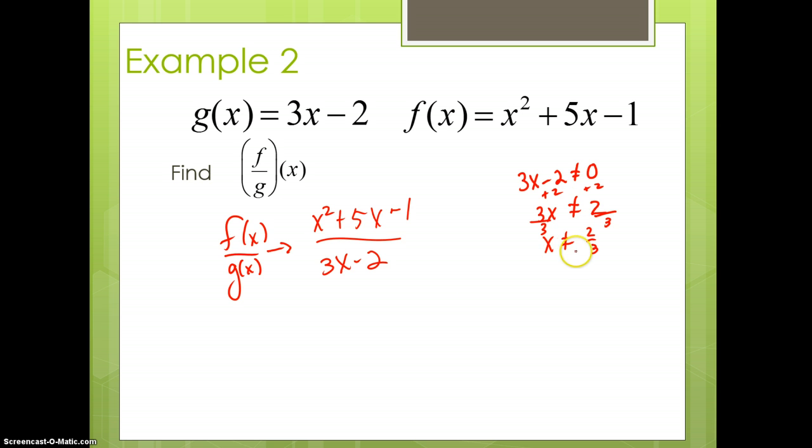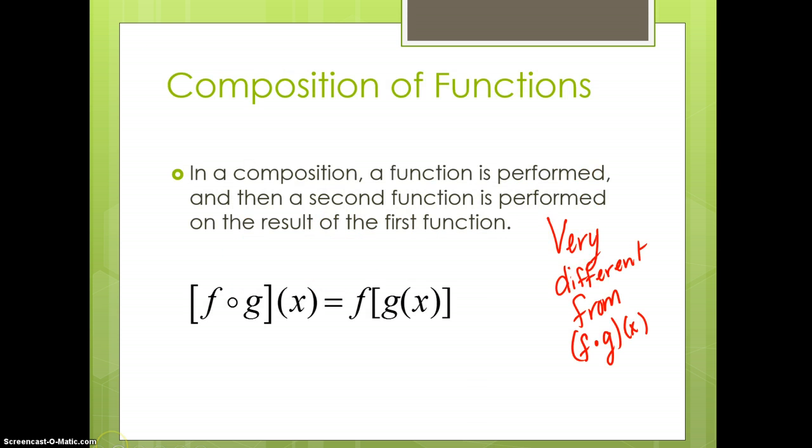And as we discover, x cannot equal 2/3, and it's always a good practice to just double check this, see what happens when you plug 2/3 into the bottom. You should get a 0. Remember, on this type of problem, we need two parts. We need the f of x over g of x, and we also need the domain. What can x not equal? That is it for those operations of functions.